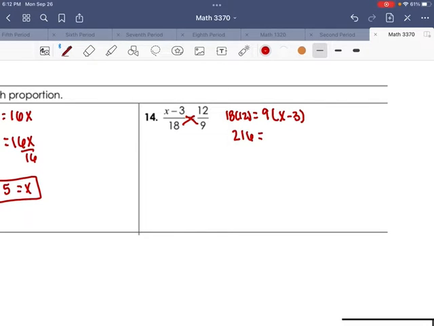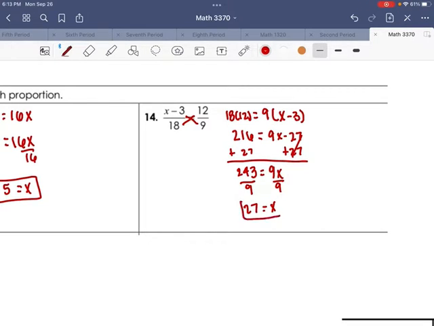We're going to distribute that 9 in and get 9x minus 27. Add 27 to both sides. And I get that 9x is 243. And then we just need to divide by 9. And we get that x is 27.